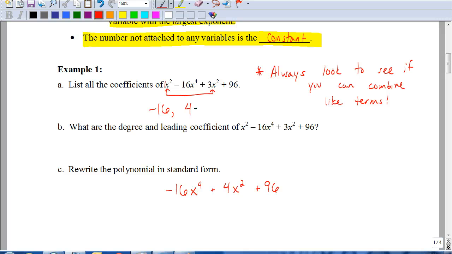Part B, they say what are the degree and leading coefficient? The degree, in this case, would be 4 because the largest exponent is 4. And the leading coefficient, I'll abbreviate as LC, the leading coefficient is the coefficient that's attached to that variable with the degree there of 4. So our leading coefficient is a negative 16.